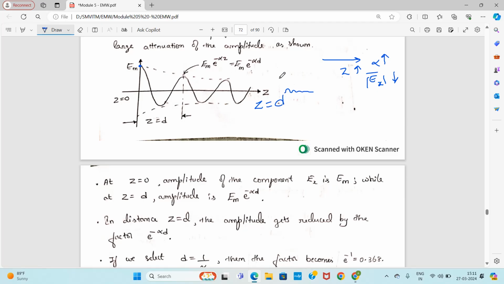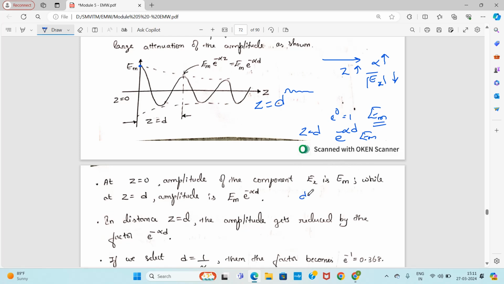When D is 0, e power 0 is 1, so I get the amplitude as the maximum value. So when the distance is 0, just the beginning, the amplitude will be maximum. Now when the distance increases, if I put z equal to d, the attenuation will be e power minus alpha d into Em. So the value has reduced.